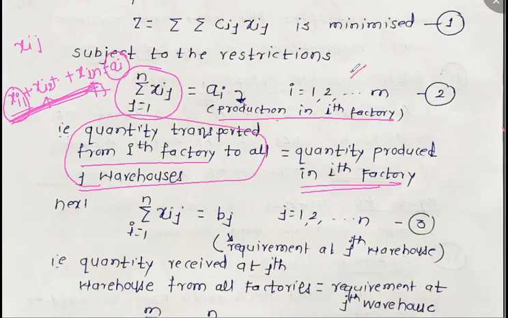And how many equations are there? There are m factories, so i equal to 1, 2, 3 up to m. There are m equations here.